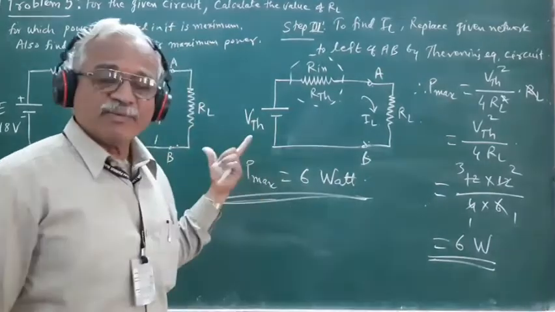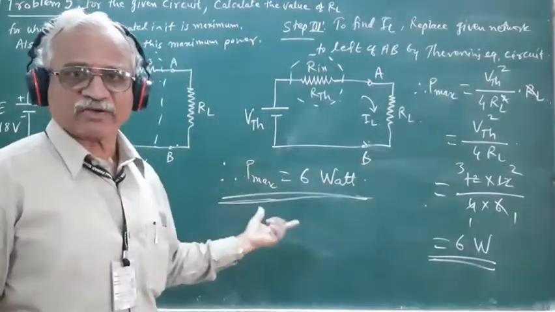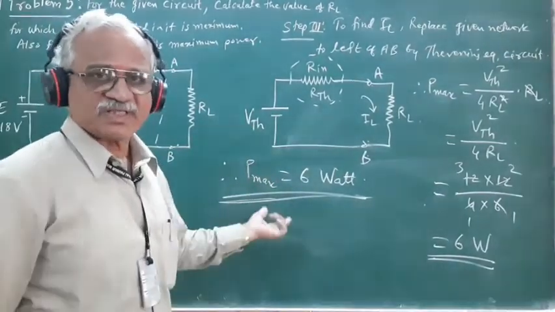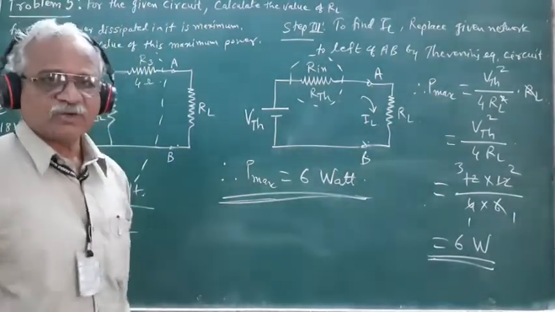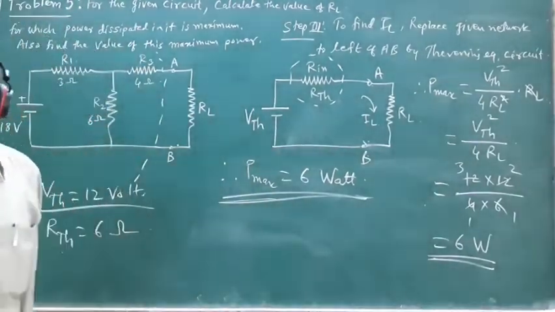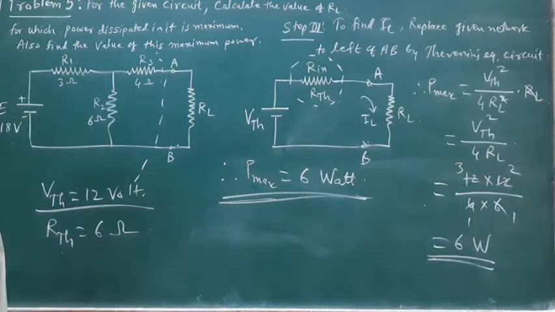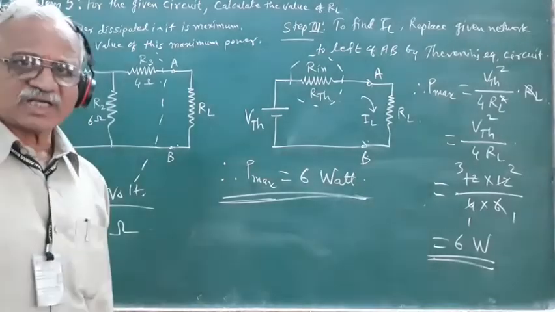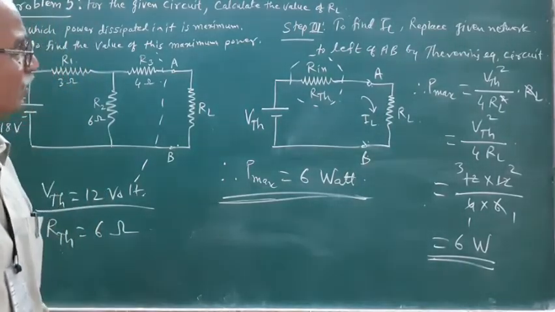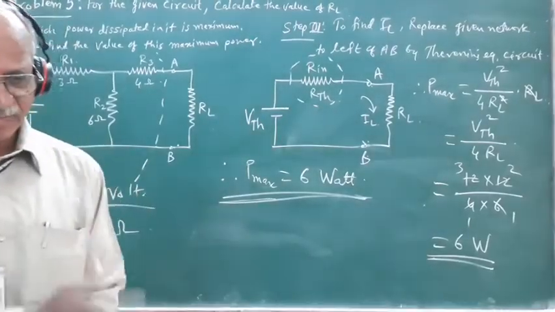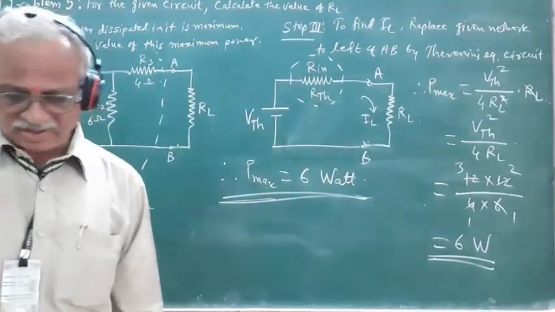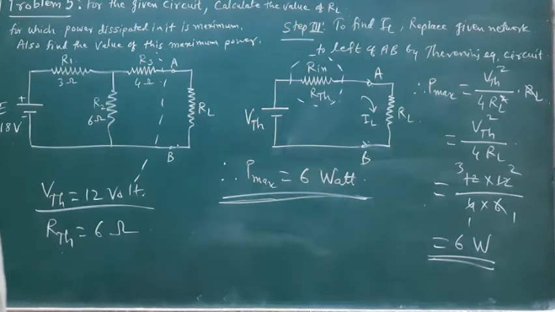So this is the maximum power available across the load resistance, or the maximum power dissipated in the load resistance. That is how we can find out the maximum power available across the load resistance by using the maximum power transfer theorem. So with that, we close the problems on this chapter, and next we will start the next chapter. Okay, good.